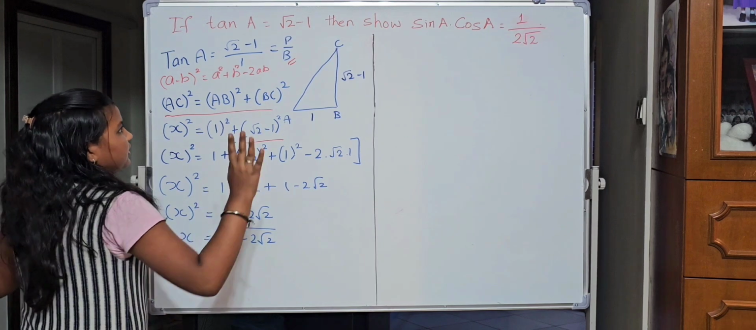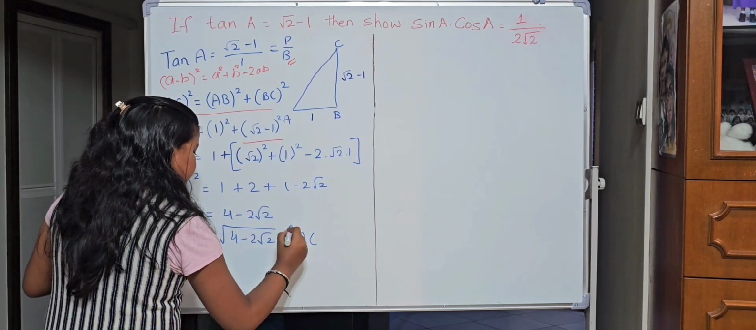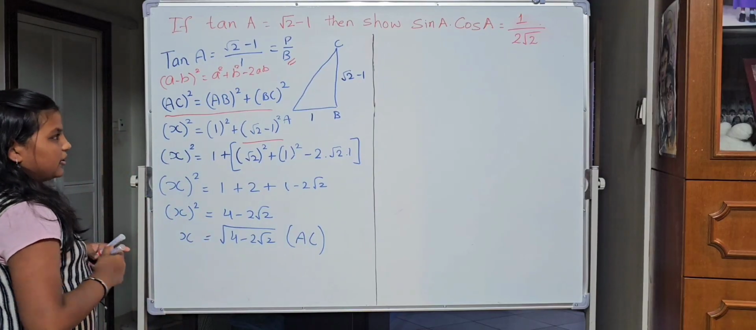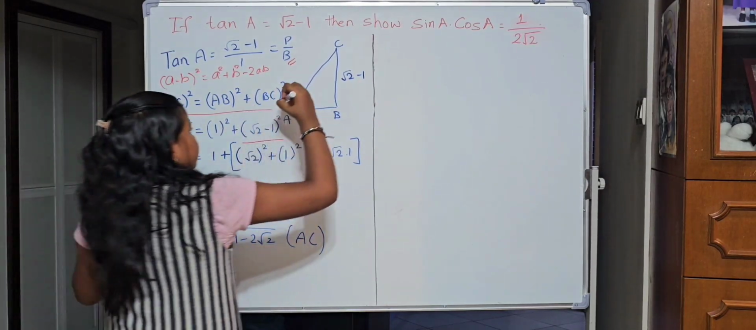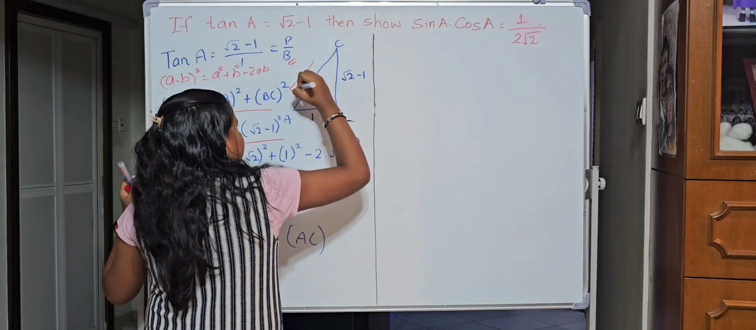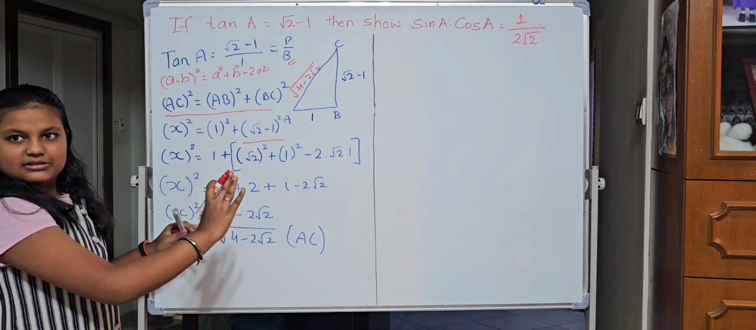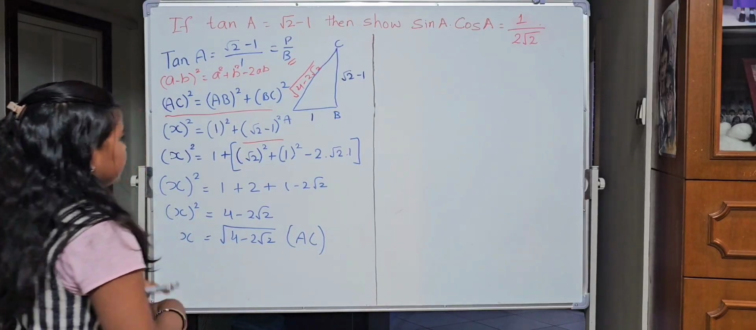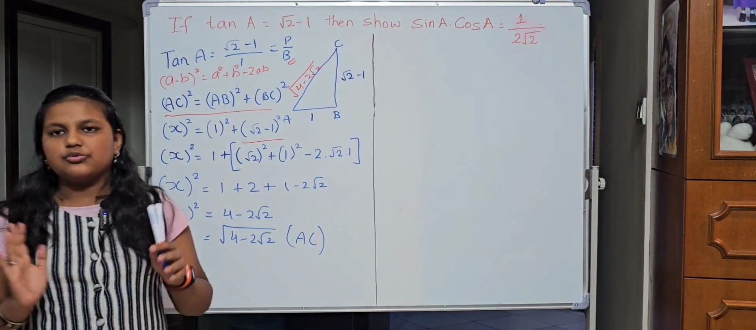Correct? Now don't confuse between AC here and x. We have used x to denote AC here. Very important. So did we find AC now? What is AC? Root over 4 minus 2 root 2. We have found this. Now next thing. We have found all of this. What will be the next step that we have to do now?